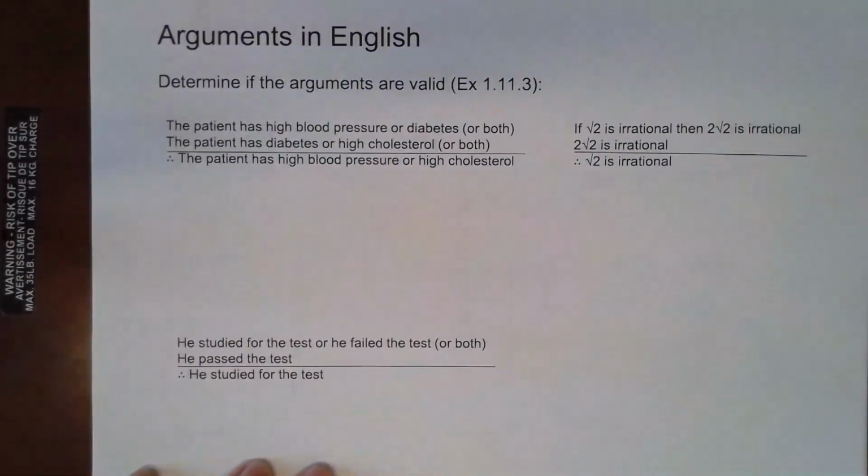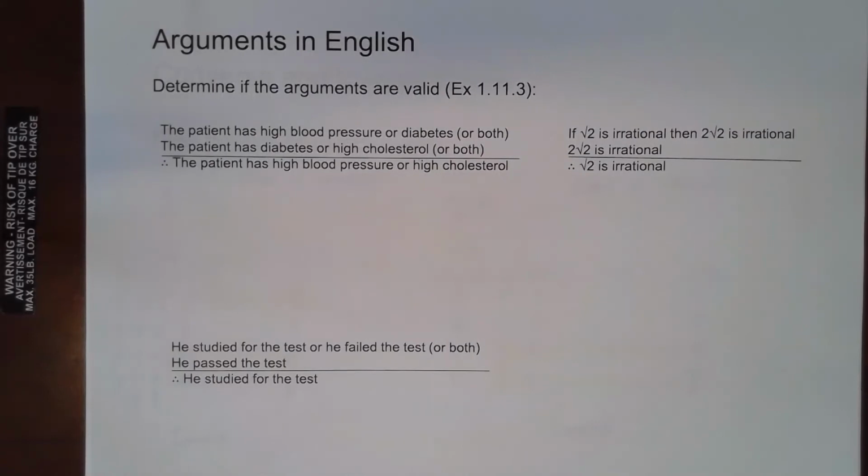So let's say we've got some arguments that are written in English, and we want to know if they're valid arguments or not. It's really hard to work with these big, bulky statements that are written out in English. It's much easier if we translate everything into variables and symbols, and then it makes everything very concise.